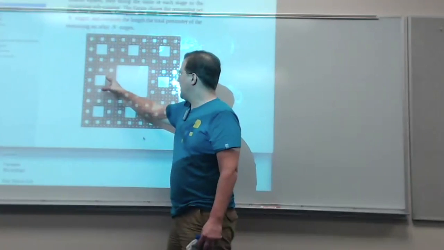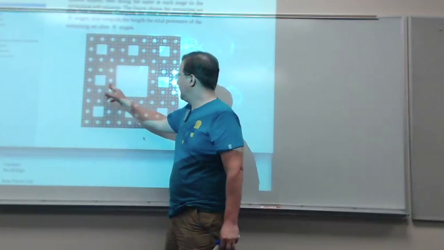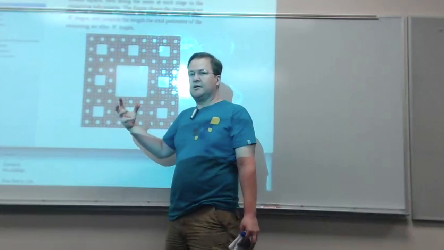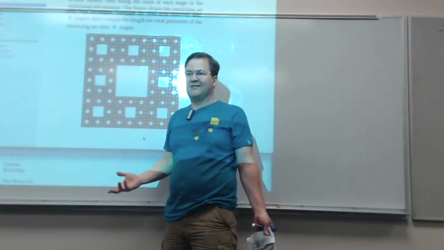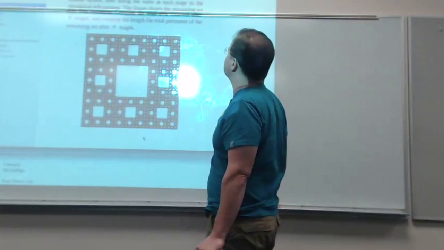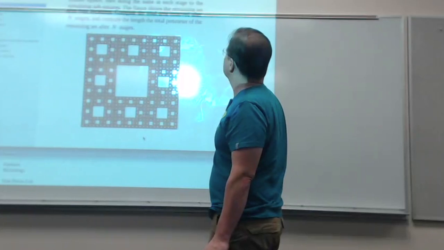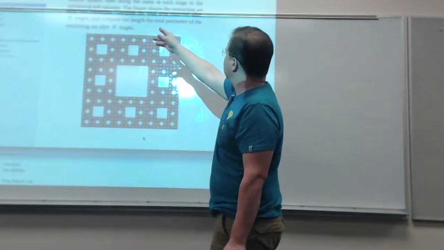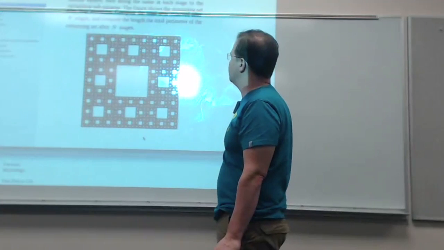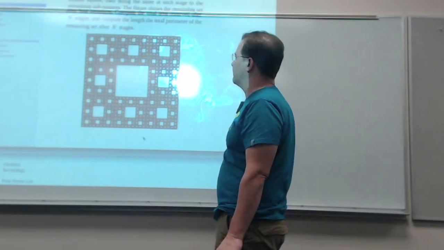But even around each of these little dots, there should be 8 regions. And I can't see it on the picture right now. But theoretically, you would keep doing this forever. And that's how you construct a Sierpinski gasket. And it's just repeating what I just said, right? And after 4 iterations, compute the total area removed after n stages and compute the length of the total perimeter of the remaining set after n stages.